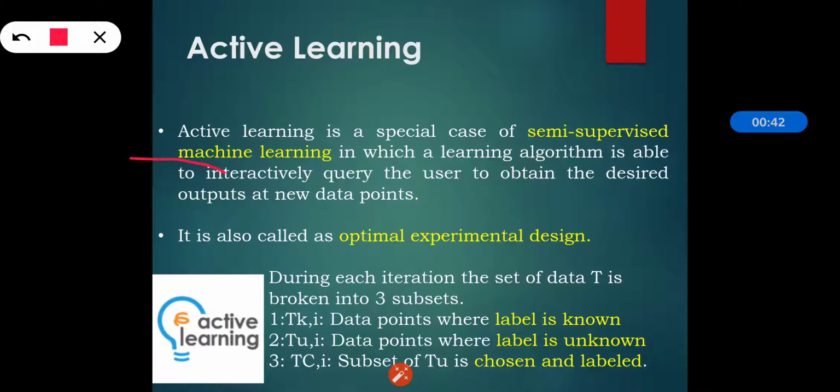It is sometimes also called optimal experimental design when it is related to statistics. Why is it optimal experimental design? Because we are directly interacting with the user, and by providing the query, we directly get the output or desires of the user, so it is very easy for us to do all the experimentation. That's why optimal experimental design is also a name for active learning.